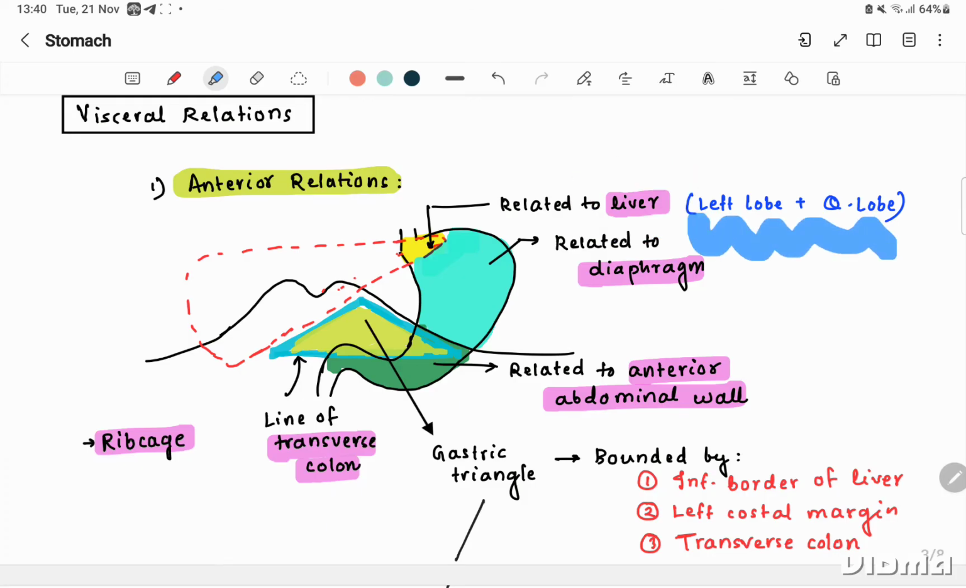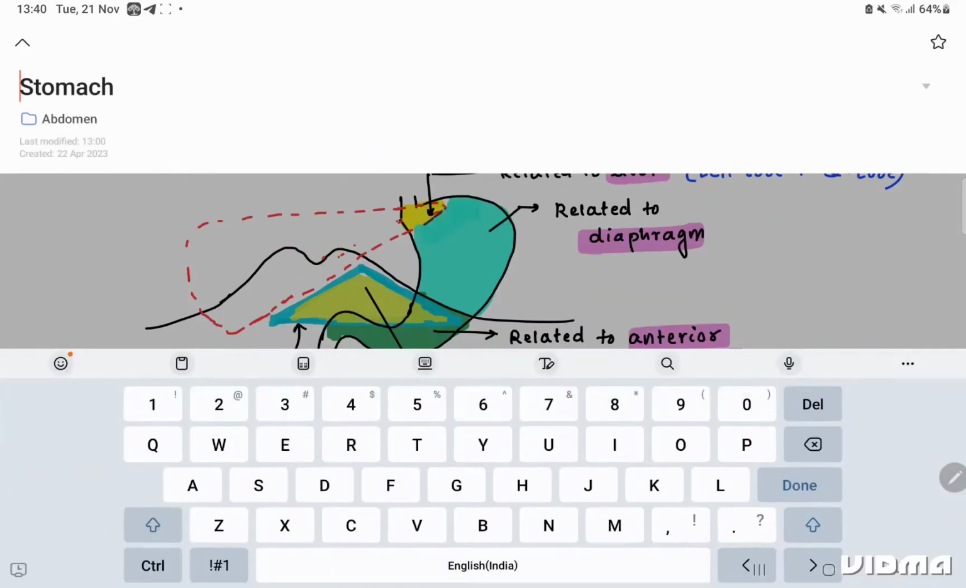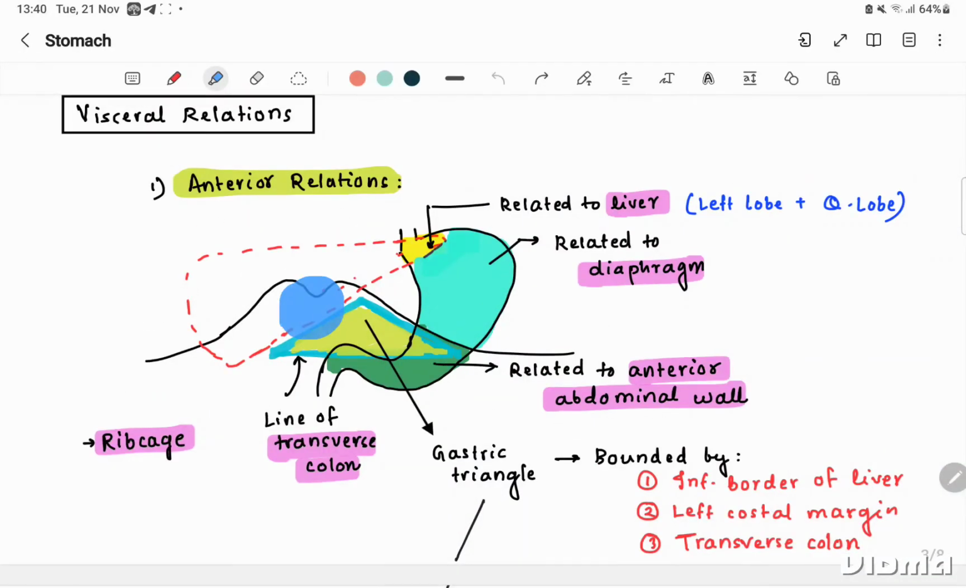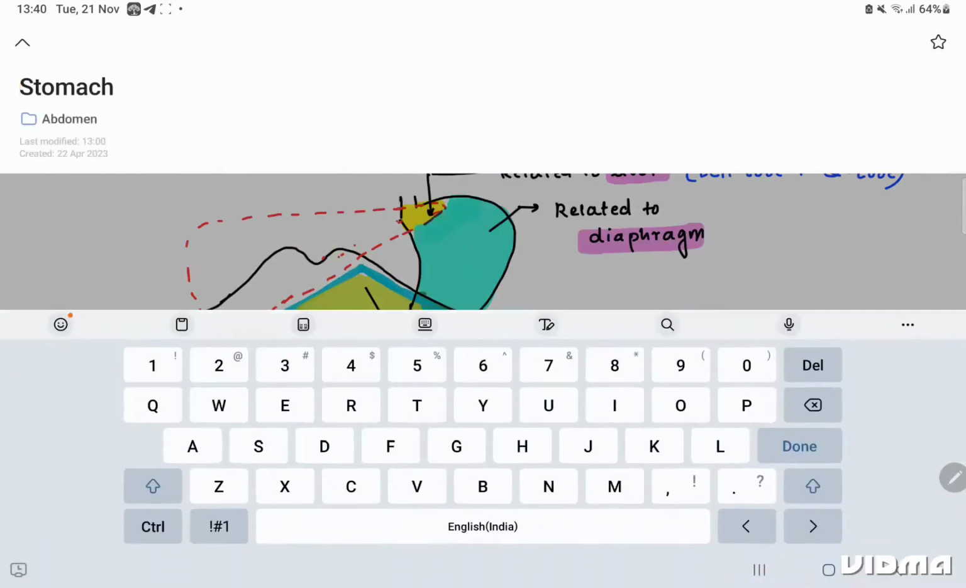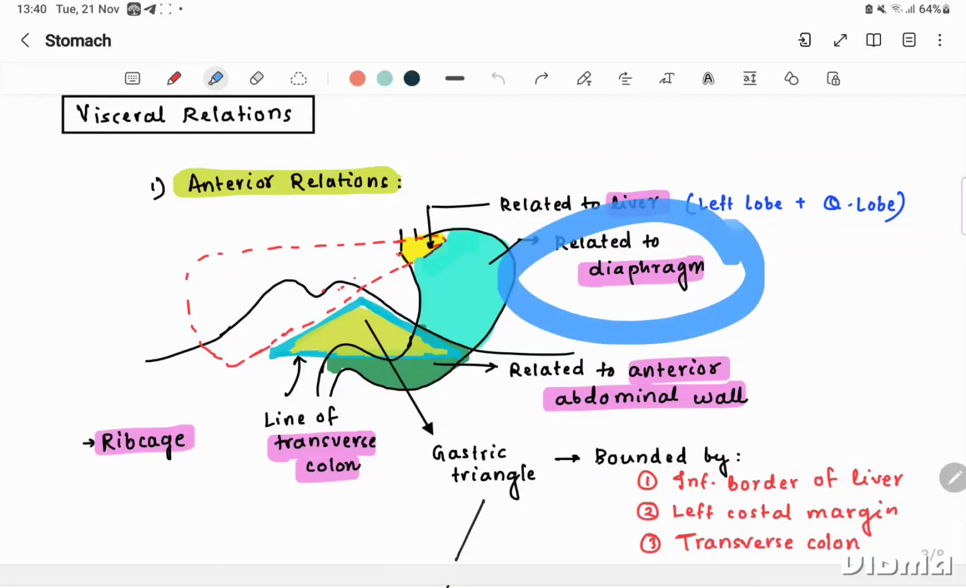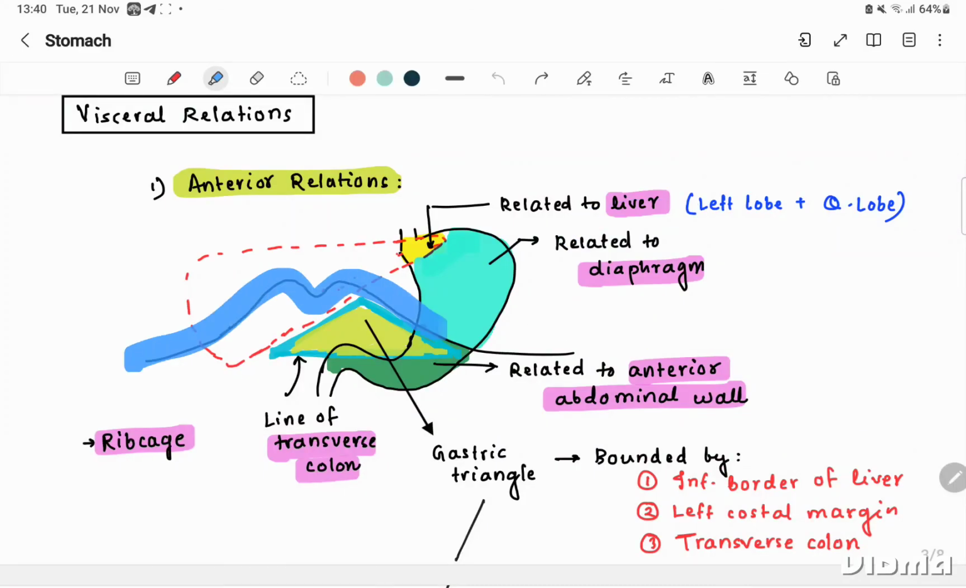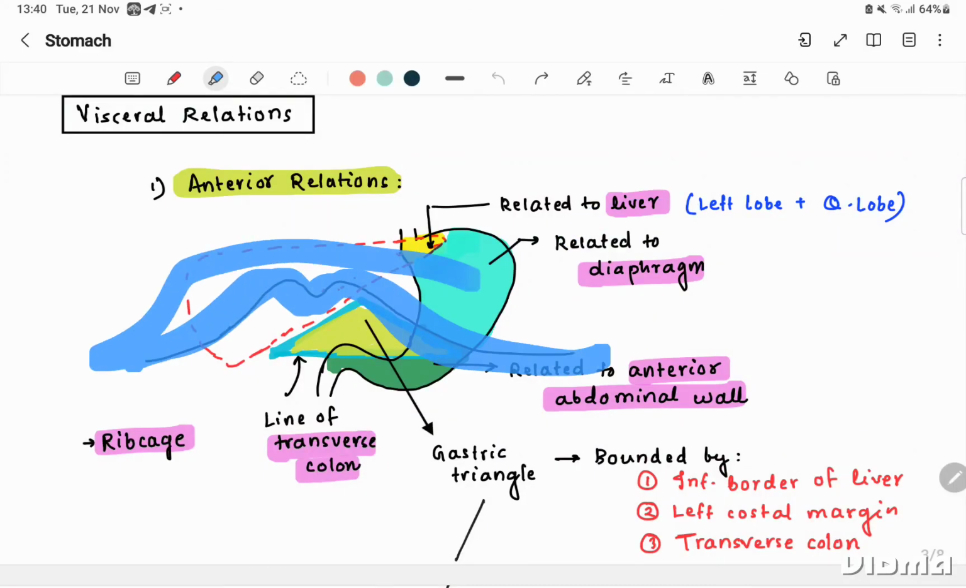Which lobe of the liver? Left lobe and the caudate lobe. Left lobe and the quadrate lobe. Sorry, not the quadrate lobe. The quadrate lobe is present below, right? And this major part of the body is related to your diaphragm. This part is related to your diaphragm. The diaphragm must be lying like this.